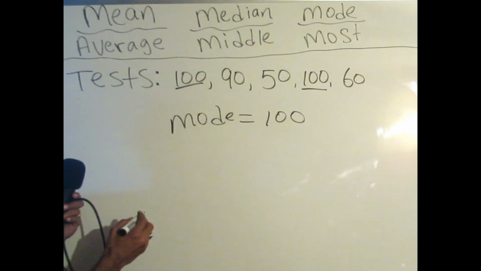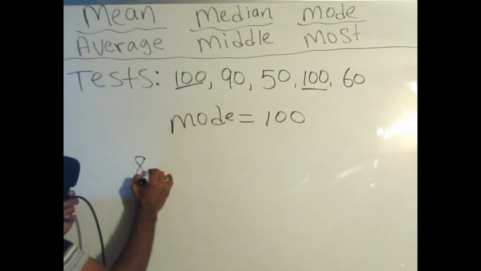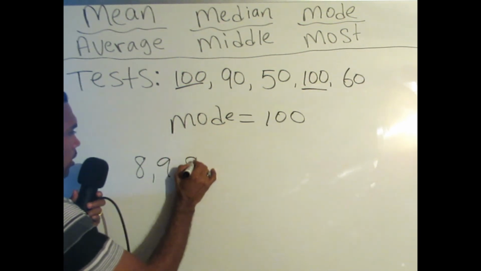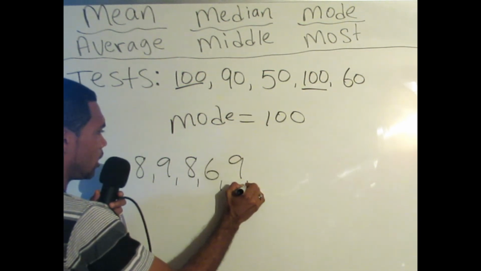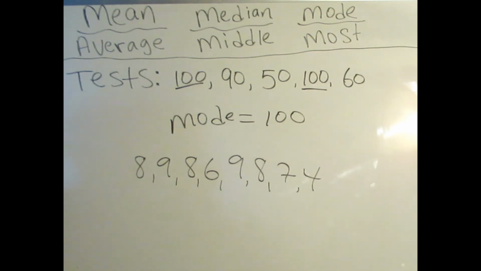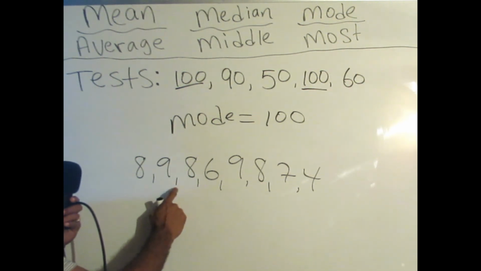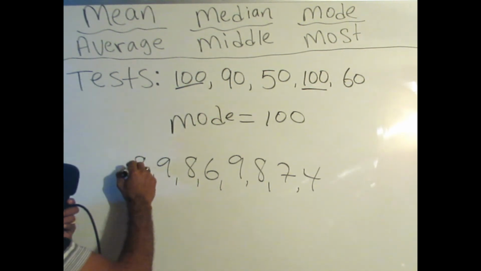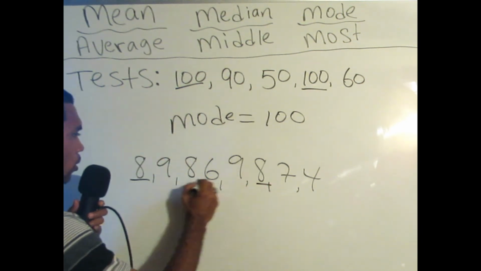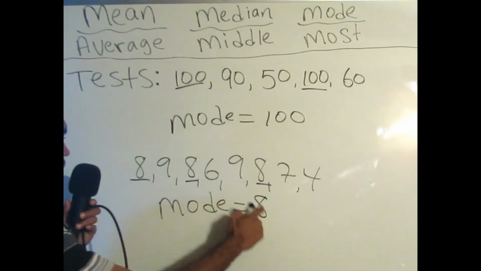Let's do one more example of mode. Just let me put some random numbers on the board. Let's say you have 8, 9, 8, 6, 9, 8, 7, 4. So remember, in order for us to find a mode, we're just looking for the most occurring number. And here we have 1, 2, 3 sets of 8, 2 nines, 1 six, 1 seven, and 1 four. So of course, our mode is the most occurring number, which is 8. So our mode is 8.